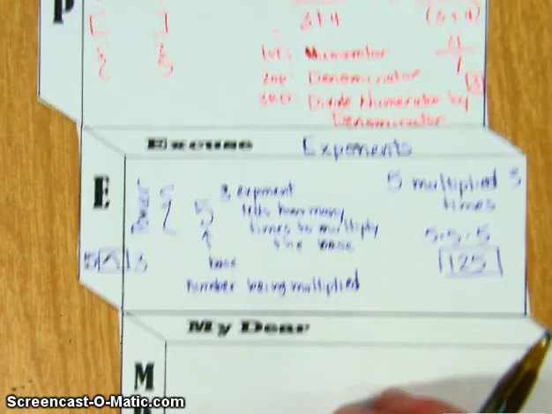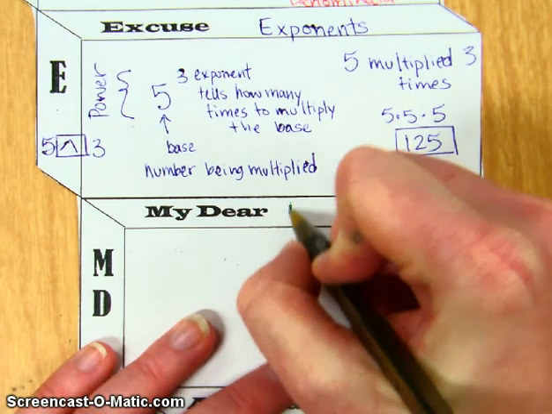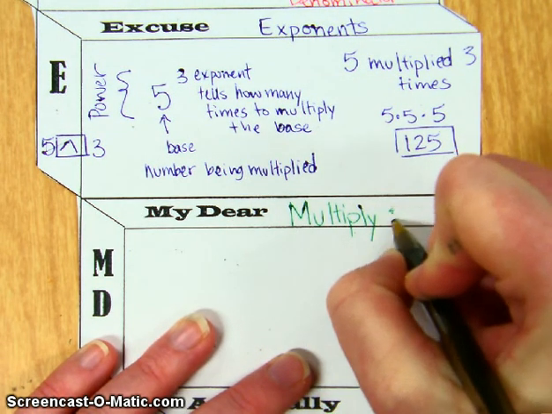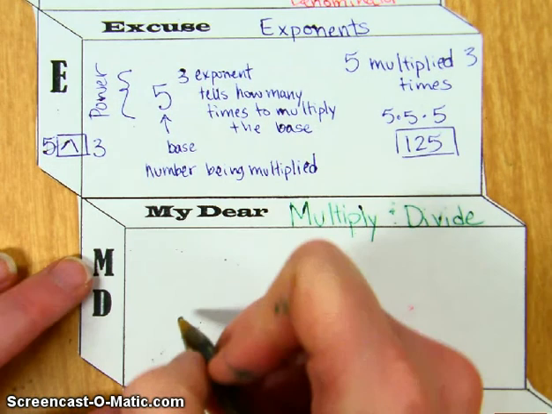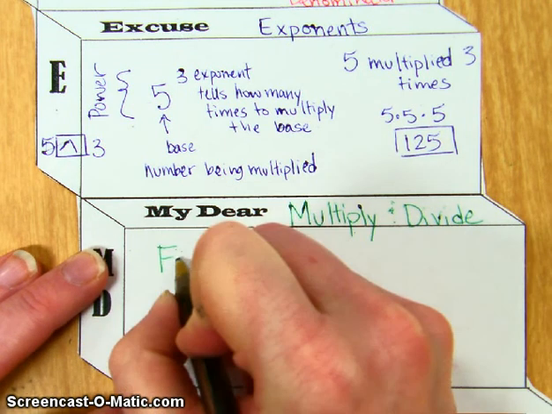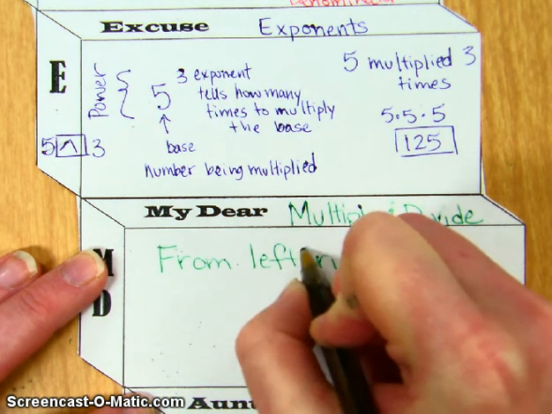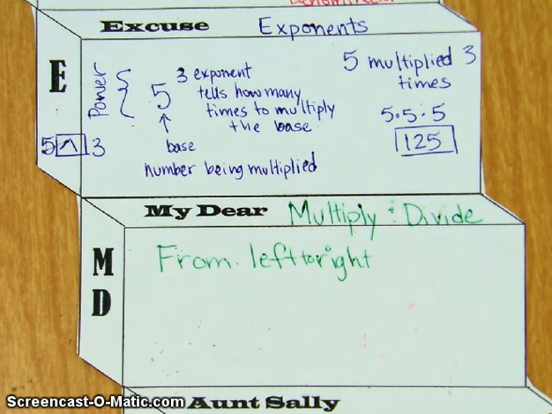Next, we have my dear, which represents the operations multiply and divide. For these two, they are on the same level. They're on the same step here. So that means as you're working from left to right, if you encounter divide before you encounter multiply, then you do that divide first because it's on the left first.